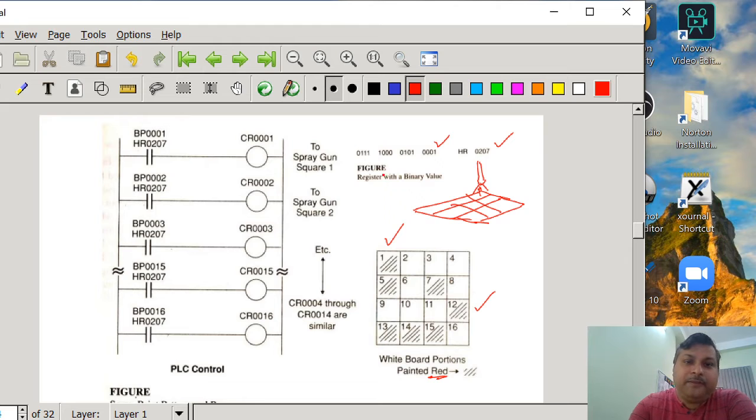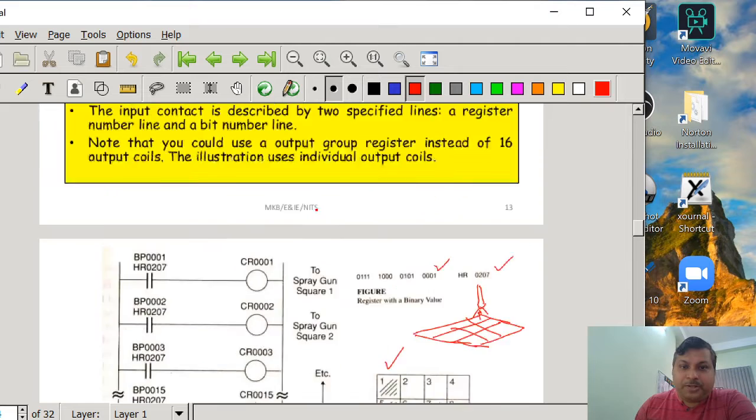And now, once the content of the HR has been fixed, which is going to control the spray gun, what will happen? We will control the spray gun by the bit pattern of HR207. So we will call HR207 every time, and the status of CR1, which is the spray gun, will be controlled by the bit pick of 1, 2, 3, 4, 5, 6, 7, 8, 9, 10, 11, 12, 13, 14, 15, 16, like that. Okay, so this is the way you can perform the operation that we desire.